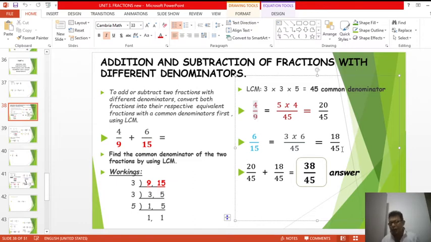The next thing we've got to do is to bring down these two. Add up these two equivalent fractions, because these two equivalent fractions represent the original fractions. So we have 20 over 45 plus 18 over 45, and there you go. You can add this now because they have the same denominator. So your answer will be 38 over 45.